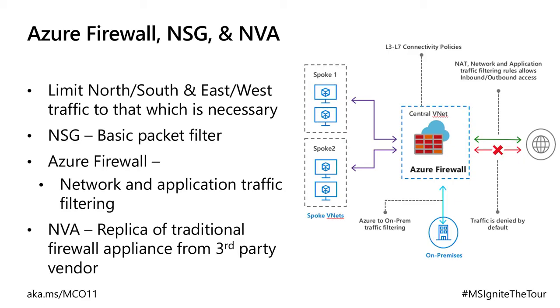Think about traffic east and west. Because if someone's attacking you, what they want to do is gain persistence. They want to find that one weak VM in your subscription, get onto that VM, and then start to attack the other VMs on your subscription.